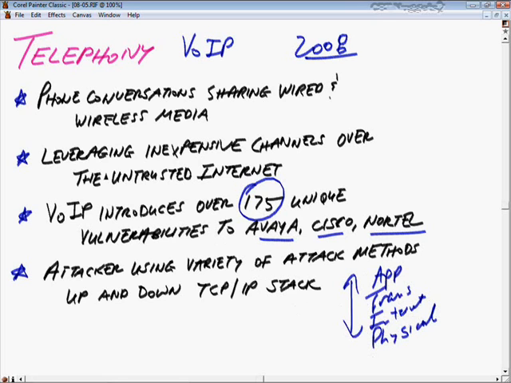So telephony is wonderful. It's saving companies hundreds of thousands of dollars, but like any new technology, it's just a breeding ground for new hackers and malicious users to exploit and get access to sensitive and confidential data.